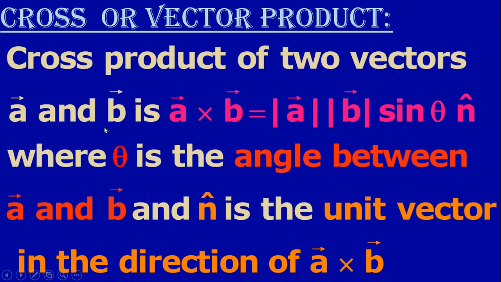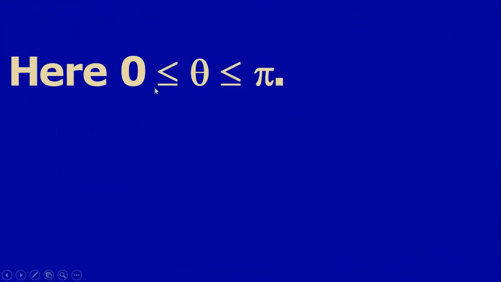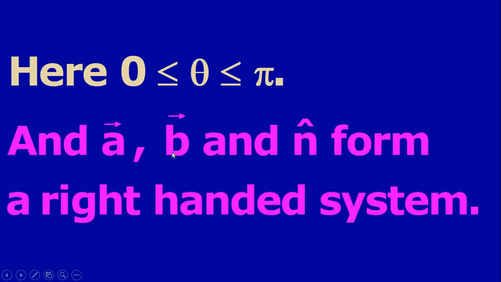Now we see the definition of cross or vector product. Cross product of two vectors, a vector and b vector, is a vector cross b vector. Here cross product is denoted by a vector cross b vector, and it is defined as magnitude of a, magnitude of b, sin theta into n cap, where theta is the angle between a vector and b vector, and n cap is a unit vector in the direction of a vector cross b vector. Theta is always greater than or equal to 0 and less than or equal to pi.